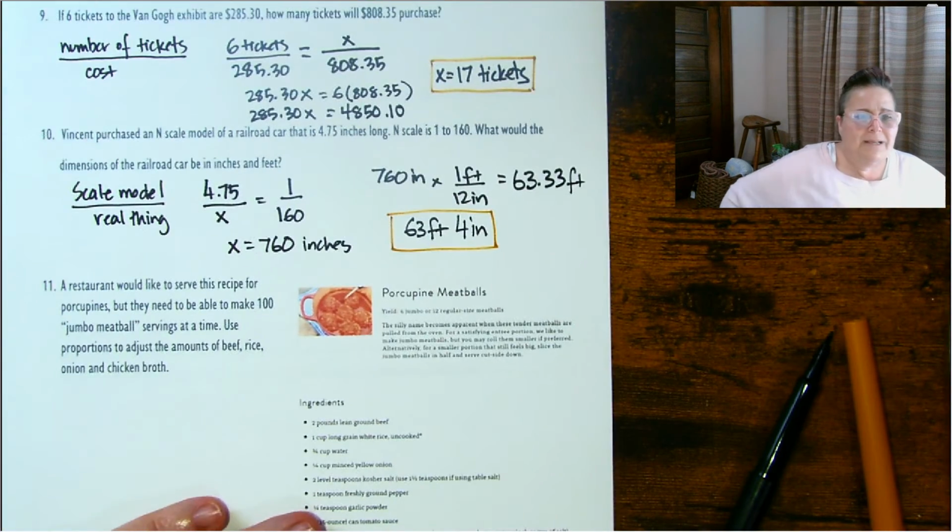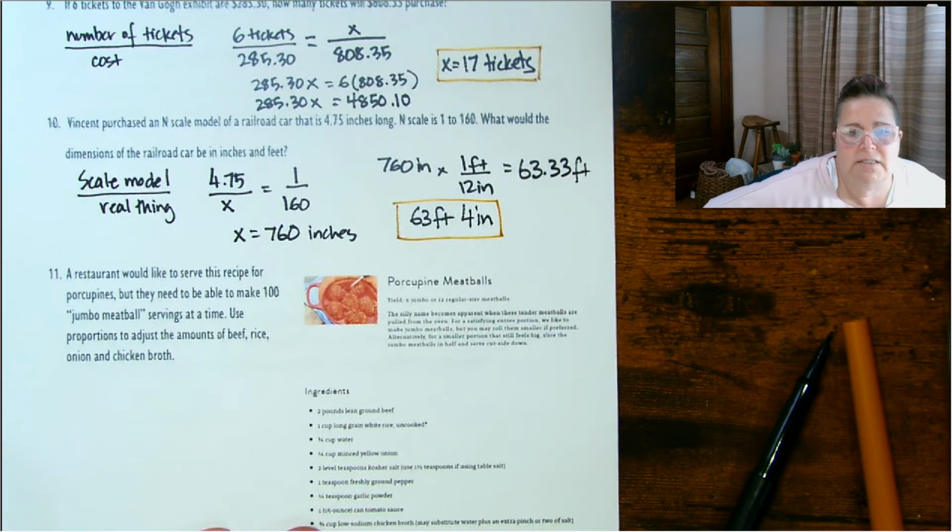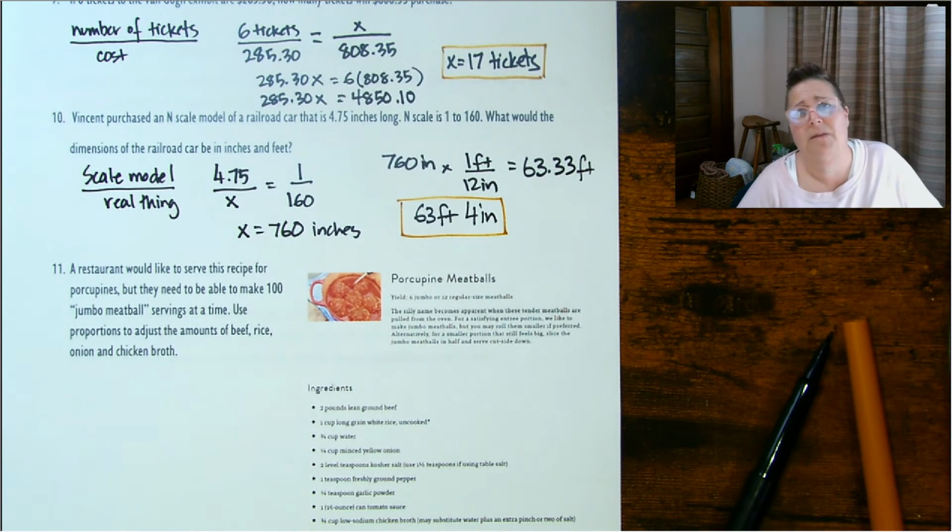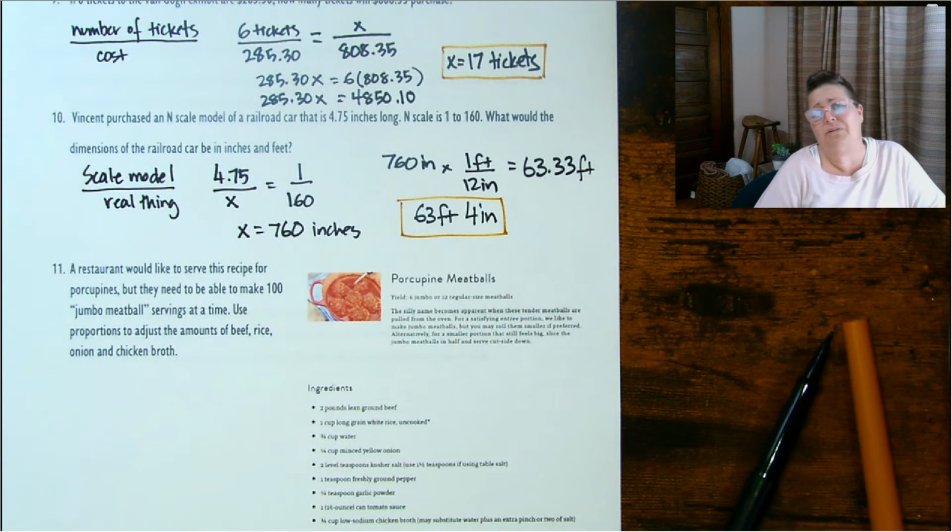All right, recipe conversion. We've got some porcupine meatballs. I love porcupine meatballs. My gram used to make porcupine meatballs. If you don't know what they are, they're fantastic. It's basically like a meatball that also has rice in it. And they've got this sort of green pepper booyah ragu type flavor to it.